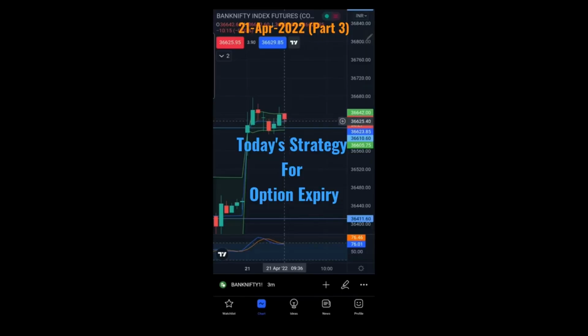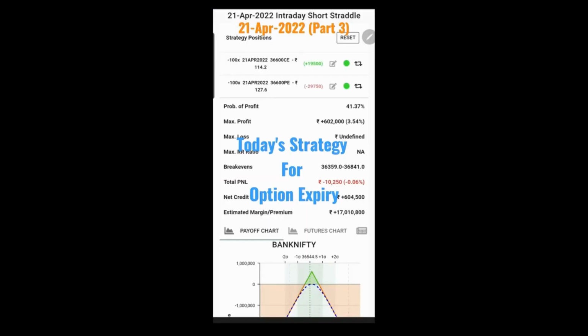So we are putting short Straddle and short Strangle over here, and we expect market to go a little bit sideways and then go directionally. So we have put in short Strangle of 36,600 call short and put short. Currently we are looking at a 10,250 loss with 0.06%.